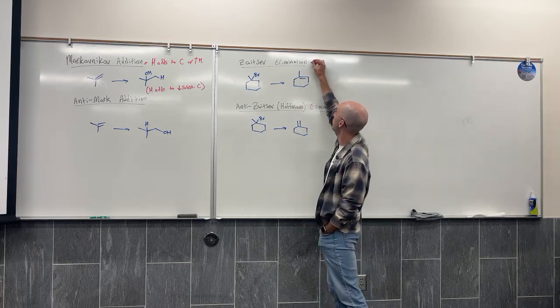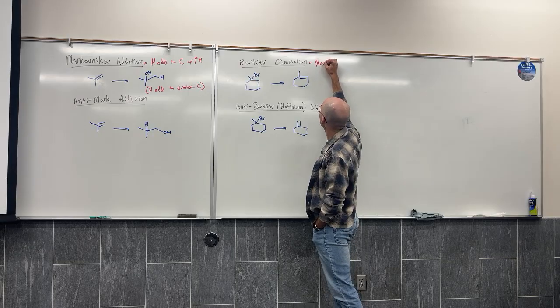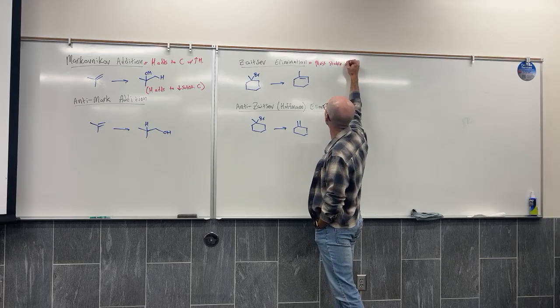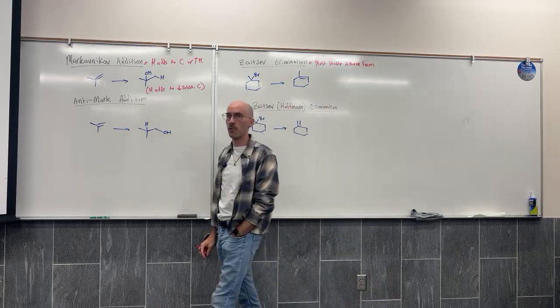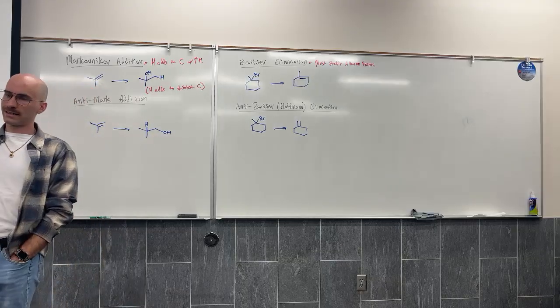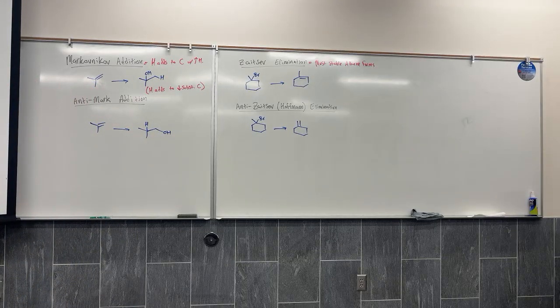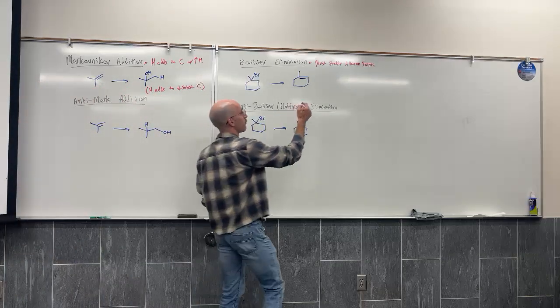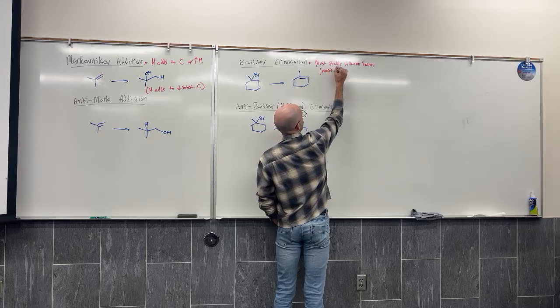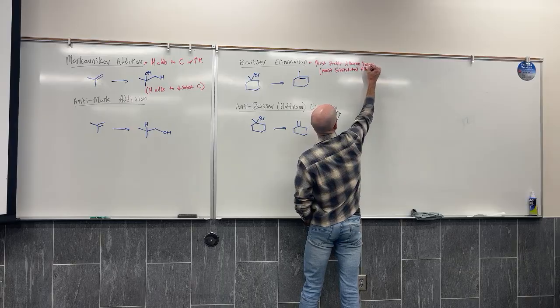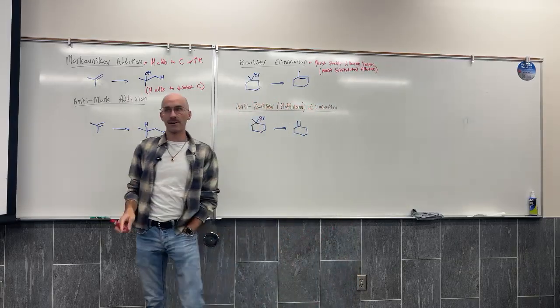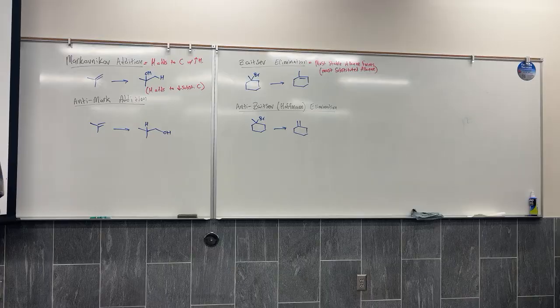Zaitsev elimination says the most stable alkene forms. I love that rule. That makes way more sense. Except that I haven't taught you stability of alkenes yet. So that's something that we're going to have to explore. But what we can infer then is that the most substituted alkene forms. Except I haven't taught you about substitution of alkenes. I don't think it's hard to cover that.